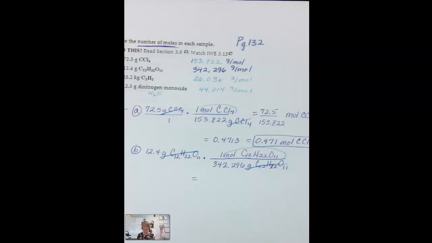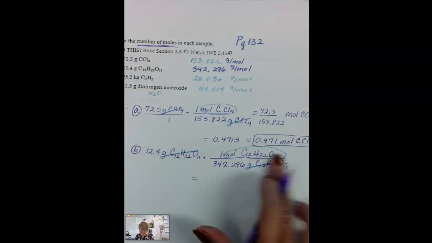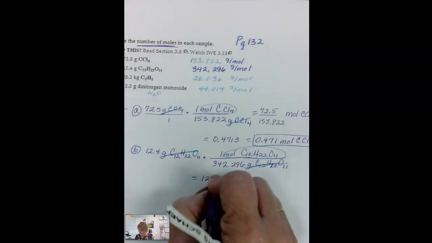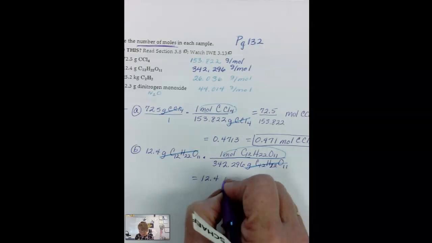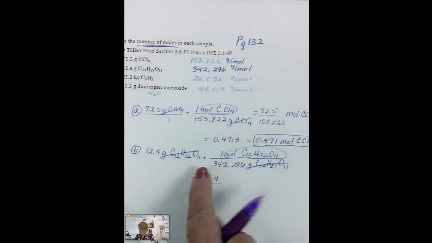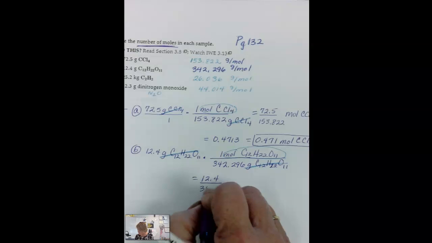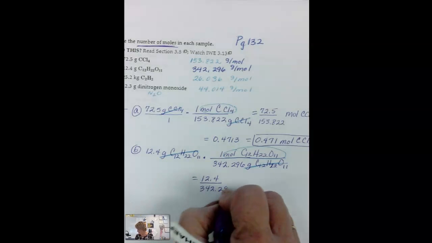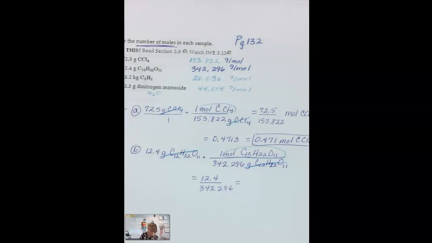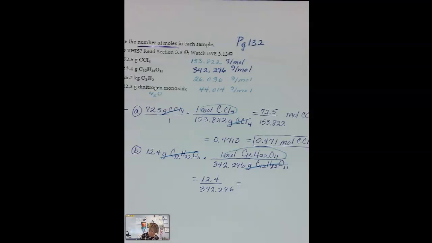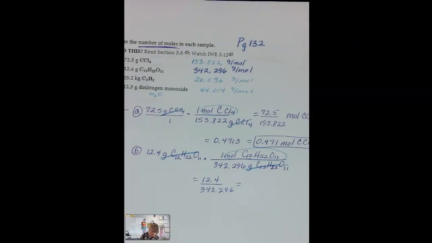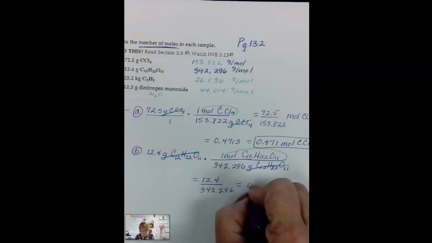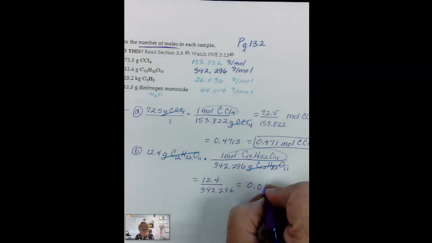I'm running out of space over there, so I'm just going to work down. So multiply across 12.4. Multiply across 342.296. Again, we're going to divide that out. And I get 0.0362. And I need 3 digits, 362.